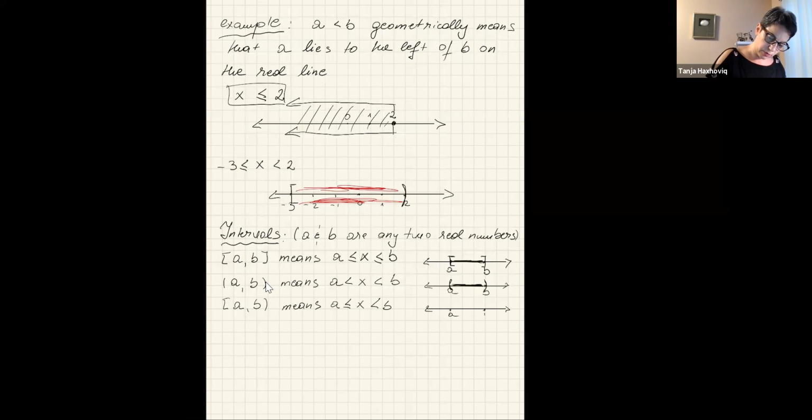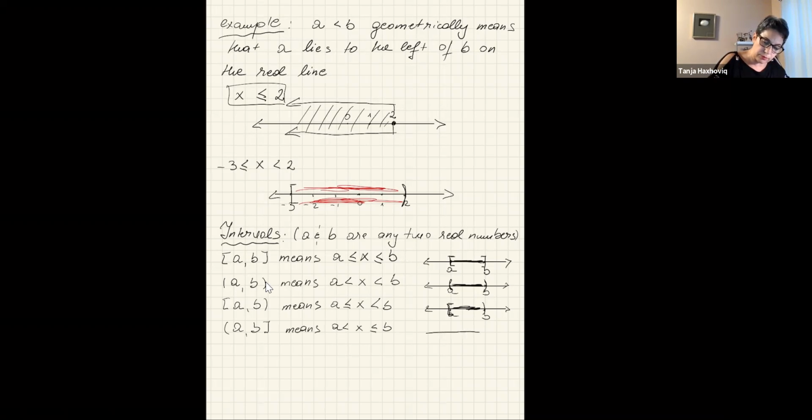This is A, this is B. So A is part of it, B is not part of it, and everything in between is included. This is called a half open or half closed interval. Either way you say it, you are not wrong. Similarly, we have the half open or half closed interval (A, B], where B is part of it, but A is not. So this means all real numbers that are strictly greater than A, but less than or equal to B.